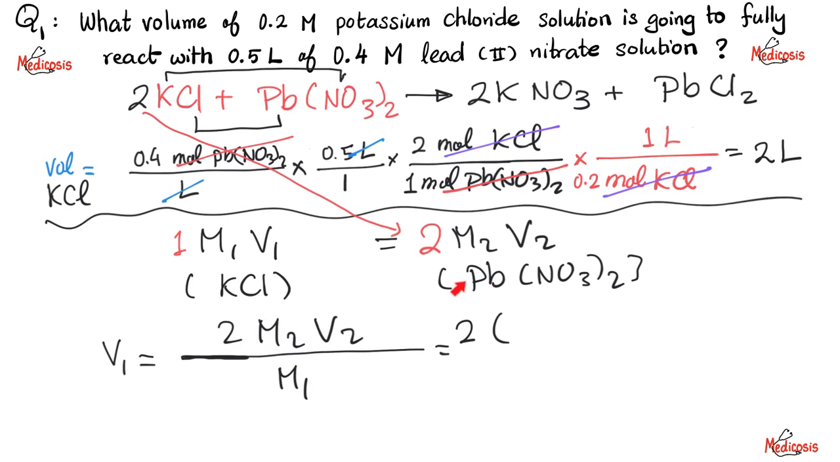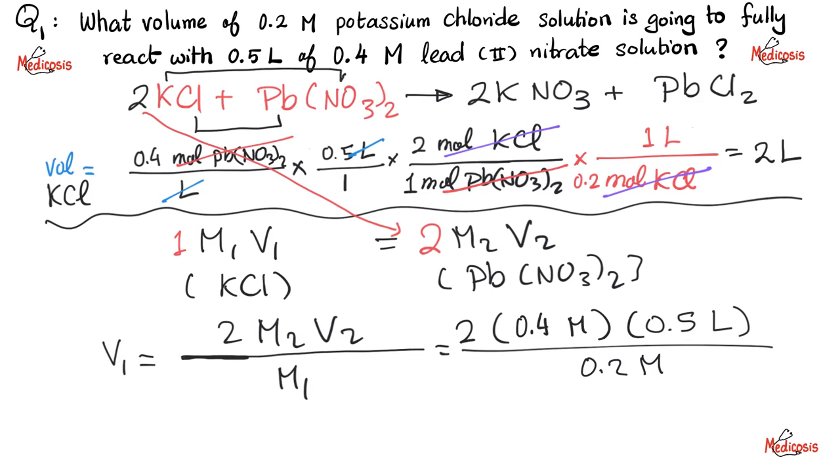Okay, so 2. And what is M2, please? M2 is the concentration of this lead 2 nitrate, and its concentration is 0.4 molar. You plug this in here, and you multiply this by V2. V2 is the volume of lead 2 nitrate, which is 0.5 liters. All of this is divided by M1, which is the concentration of KCl, which is 0.2 molar. You can cancel molar with molar. 0.5 times 2 is 1, times 0.4 is 0.4. 0.4 divided by 0.2 is simply 2 liters.